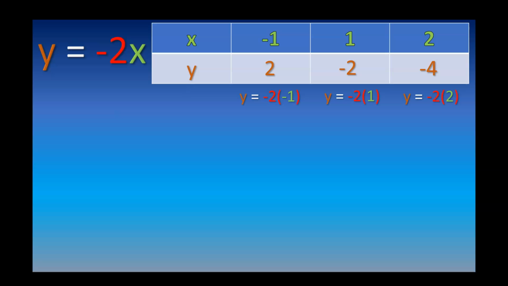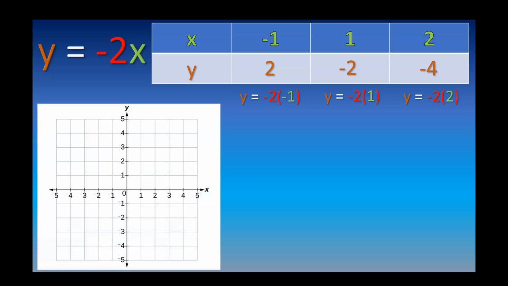Once again, we can turn these pairs into coordinate pairs. So -1 creating +2 can then turn into the pair -1, +2, which we can graph. 1, -2 becomes 1, -2. And of course, the final set becomes 2, -4. Once again, those 3 points lie on a perfectly straight line, hence a linear equation.